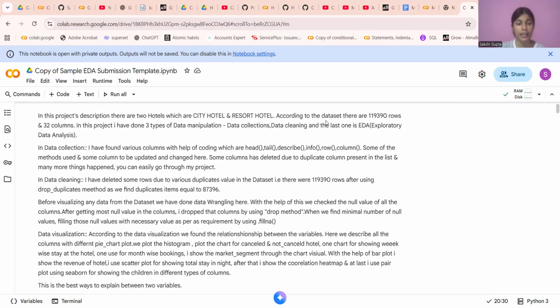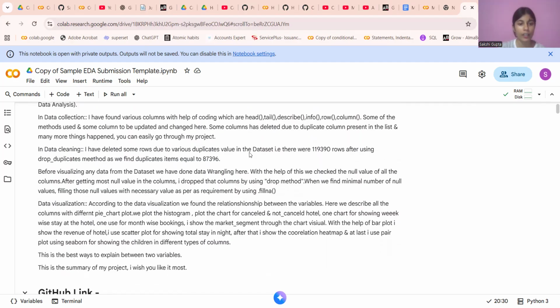In this project, I have done three types of data manipulation: data collection, data cleaning, and the last one is EDA. In the data collection, I found various columns with the help of coding, which are head, tail, description, in 4-row column. Some of the methods used and some columns to be updated and changed here. Some column was deleted due to the duplicate column present in the list and many more things happen. You can easily go through my project.